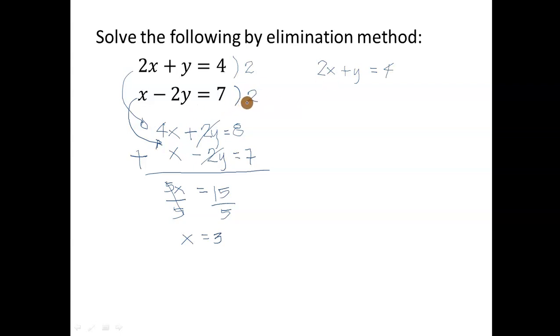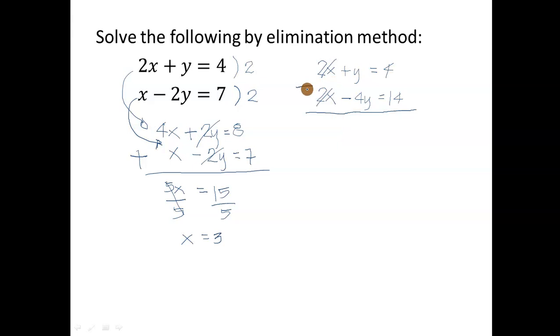So let us first evaluate this second equation. 2 times x equals 2x. 2 times negative 2y is negative 4y. 2 times 7 equals 14. And then, let us subtract the two equations so that 2x minus 2x will be equal to 0. And therefore, the variable x will be eliminated. So this will be equal to 0.